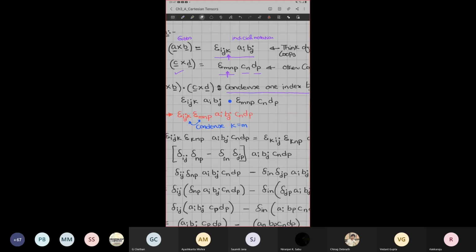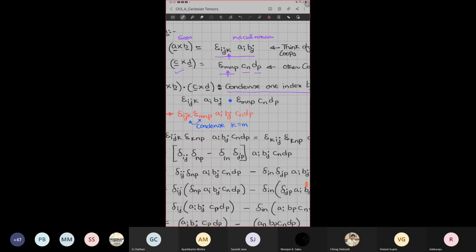Okay, fine. There is no issue. So epsilon ijk we already know, having +1, -1, 0 kind of things. Epsilon mnp also having +1, -1, zeros based on the notation. Now, condensation I would like to really do. What are these condensation variables? We have to really see.